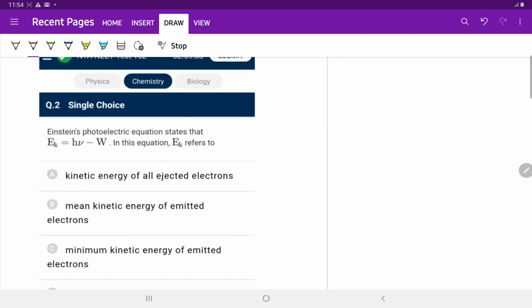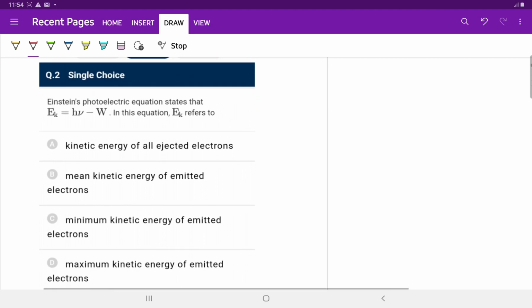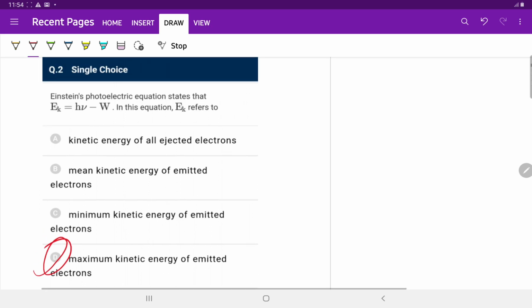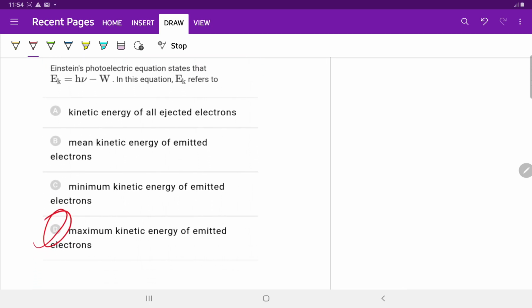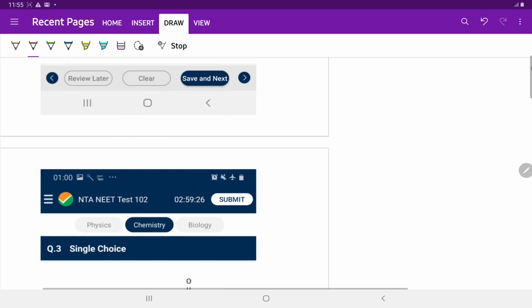Einstein photoelectric equation states that Ek is equal to hν minus W. In this equation, Ek refers to the maximum kinetic energy. Kinetic energy of all ejected electrons, no. Mean kinetic energy of emitted electrons, no. Minimum kinetic energy of emitted electrons, no. Maximum kinetic energy of emitted electrons, yes. So option D is correct. We know very well that E is equal to E0, the work function, plus half mv square, and this is Ek. So Ek is equal to hν minus W0, which is the work function. We move to question number 3.